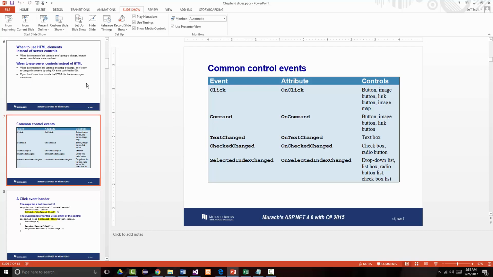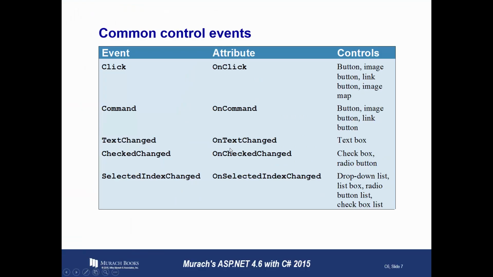Some common control events. Again, as we go through this, hopefully it'll make some sense to you. The OnClick event: they have there that you typically would use OnClick with a button, image button, link button, or image map, and that's true. You could use an OnClick event with literally any control. If you wanted to do something special when you clicked on a text box, you could put some code in the OnClick event. You typically would not, but you could. So OnClick is typically used for some variation of a button.